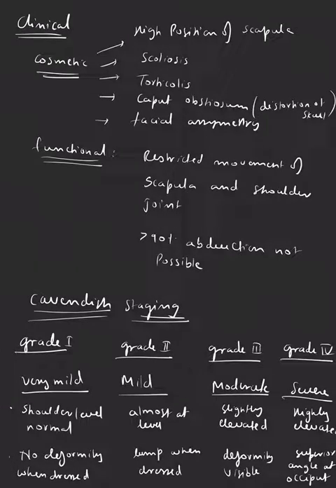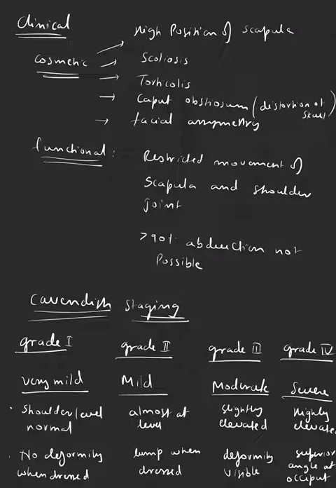And coming to the clinical points. What clinical features do you see? We will broadly classify this into two things, that is cosmetic and functional. When we talk about the cosmetic aspect, usually the scapula is highly placed, and because of the highly placed scapula we tend to observe scoliosis, torticollis, and if the scapula is very high, then we can even find caput obstipum, and also facial asymmetry along with torticollis. Facial symmetry will be lost, so facial asymmetry is usually seen.